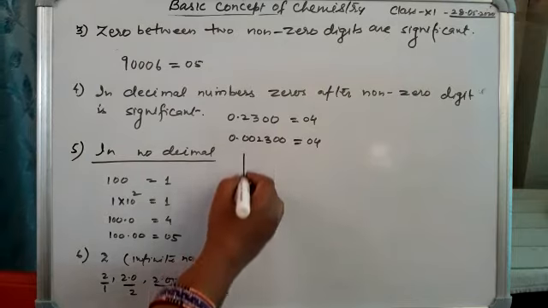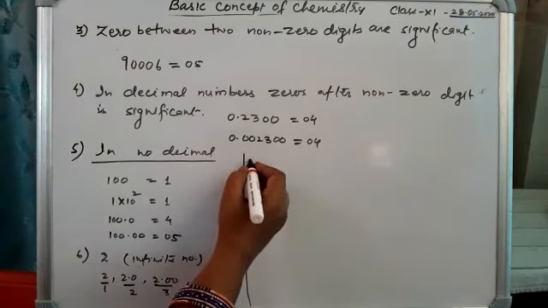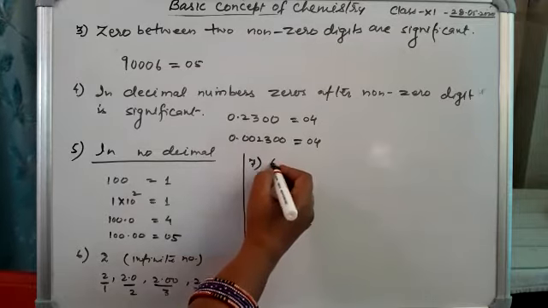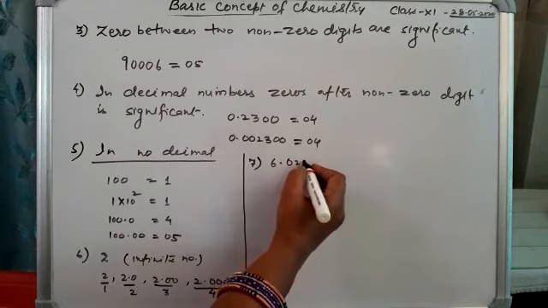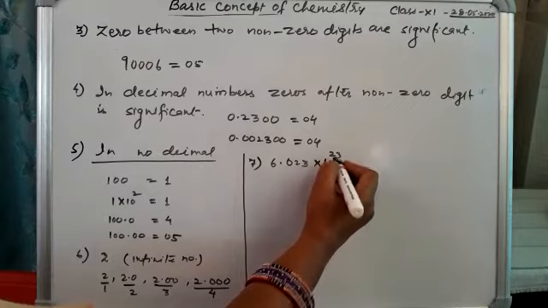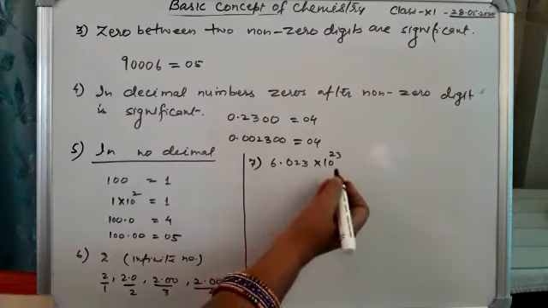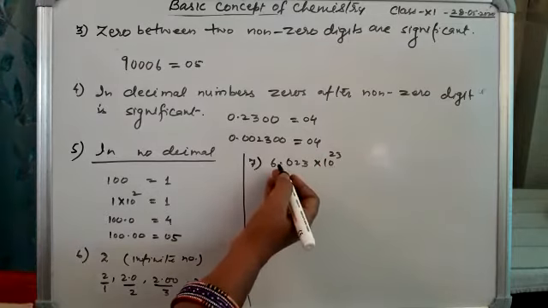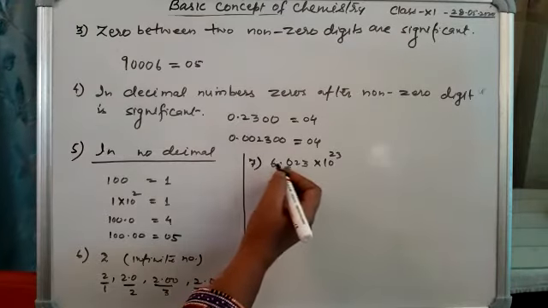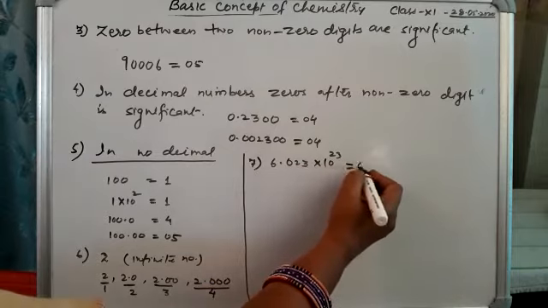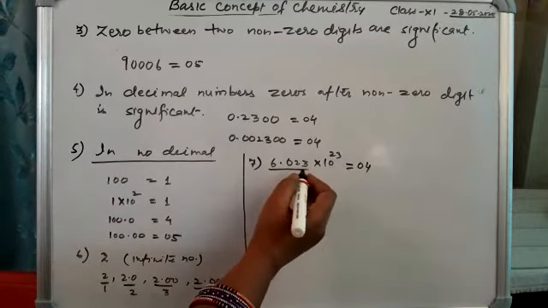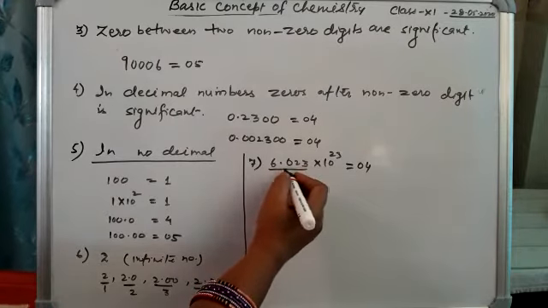Rule number 7: if a number is given like 0.623 × 10 to the power 23, this is Avogadro's number, then for significant figures we consider only 1, 2, 3, 4. Only this is counted, not this. So how many significant figures are present in this number?